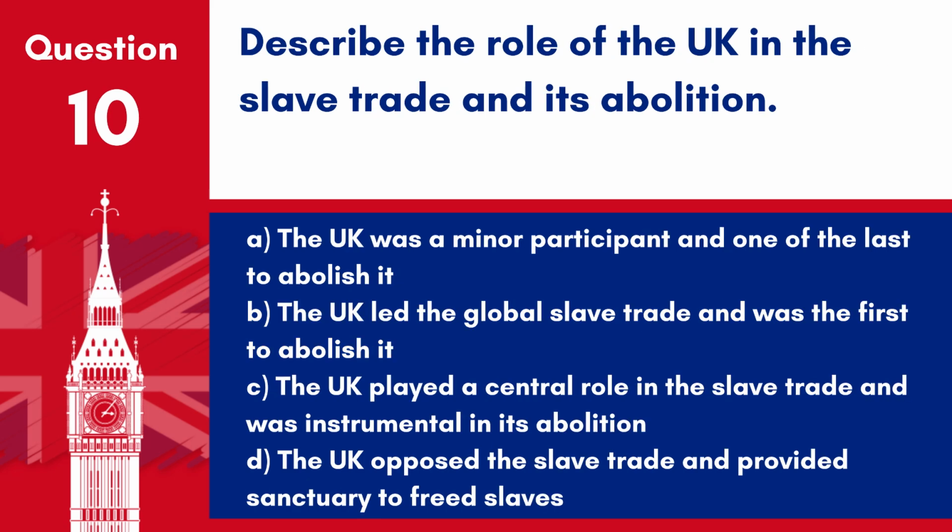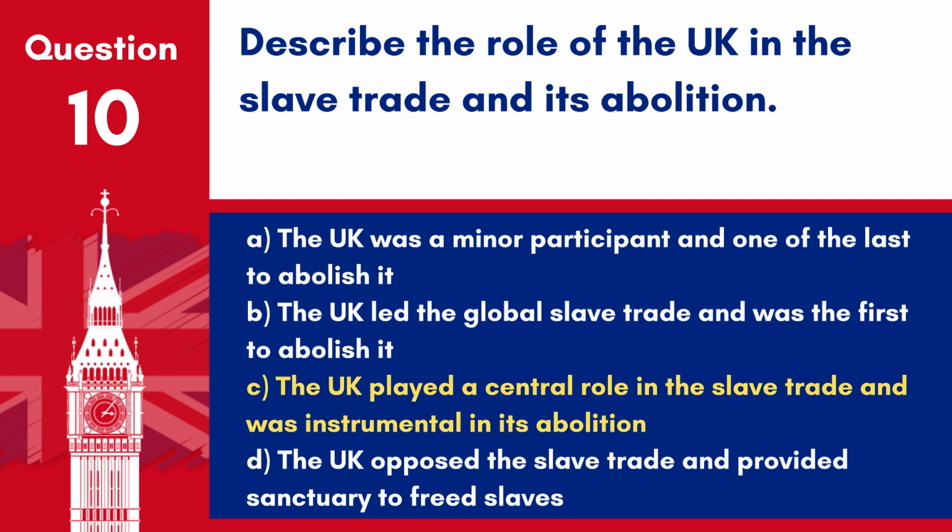Question 10. Describe the role of the UK in the slave trade and its abolition. A. The UK was a minor participant and one of the last to abolish it. B. The UK led the global slave trade and was the first to abolish it. C. The UK played a central role in the slave trade and was instrumental in its abolition. D. The UK opposed the slave trade and provided sanctuary to freed slaves.